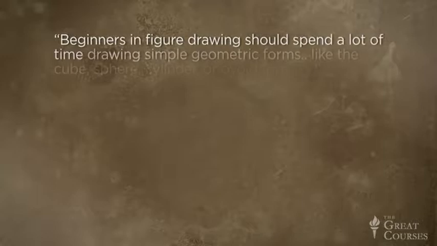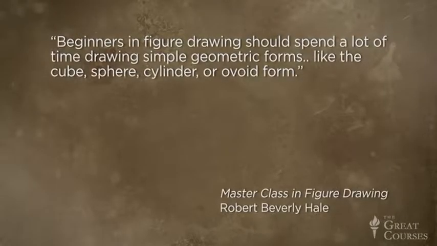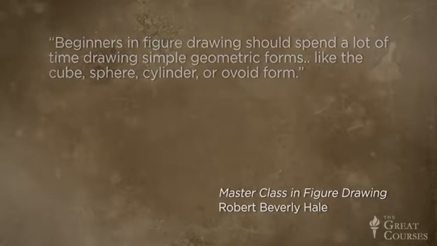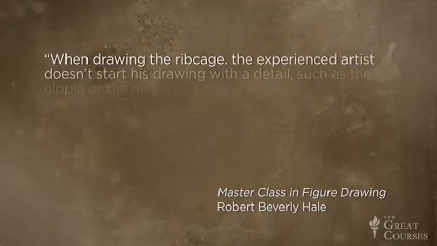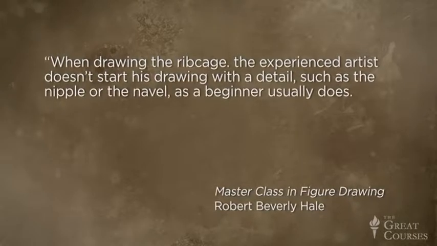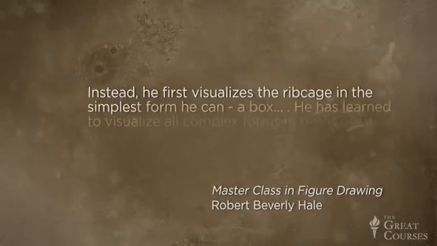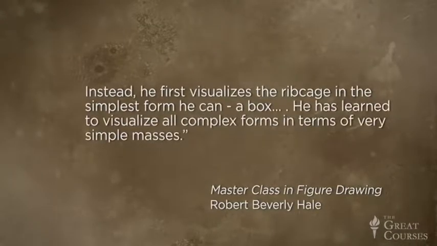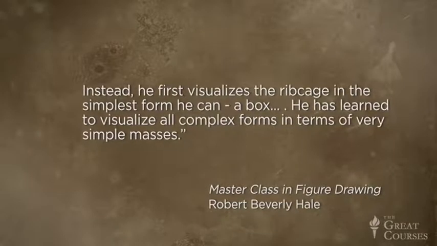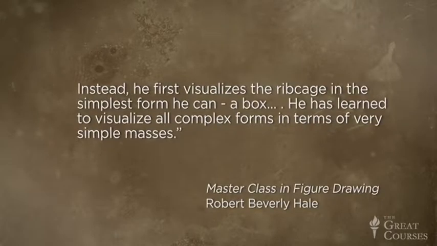Robert Beverly Hale wrote, quote, "Beginners in figure drawing should spend a lot of time drawing simple geometric forms like the cube, sphere, cylinder, or ovoid form. When drawing the rib cage, the experienced artist doesn't start his drawing with a detail, such as the nipple or the navel, as a beginner usually does. Instead, he first visualizes the rib cage in the simplest form he can, a box. He's learned to visualize all complex forms in terms of very simple masses."